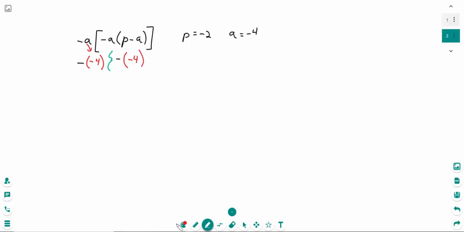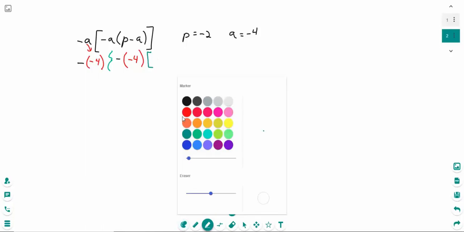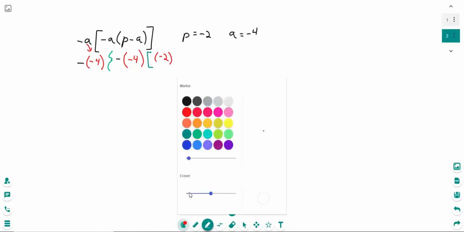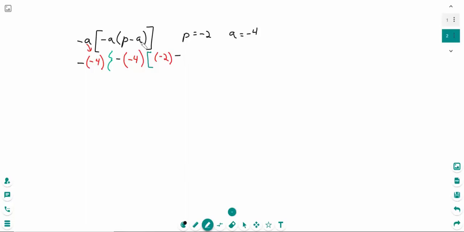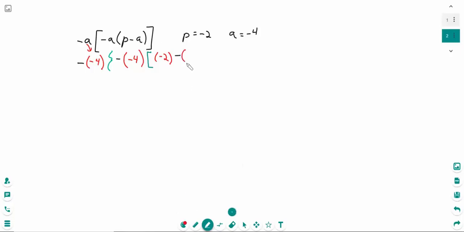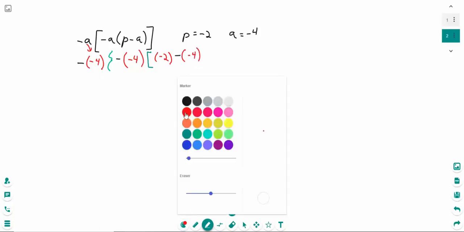Now we have a parenthesis. But remember, we're upgrading. So we'll upgrade that to a bracket. All right. Then we have our P, which is a -2. We're going to put that in parentheses because that's a plug-in. And then we have a minus sign. So we have our minus. Now we have our A, which is another variable. So that's another set of parentheses, which is a -4, ending parenthesis. And then we have ending bracket.